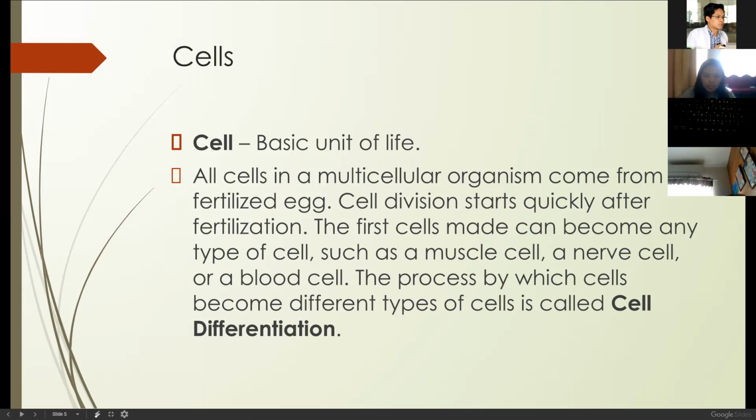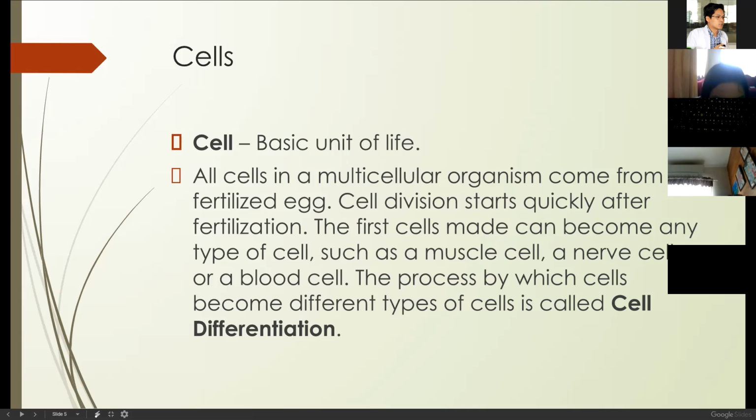Cell division starts quickly after fertilization. When an egg is fertilized, after a number of hours it will divide by itself. The first cell made can become any type of cell such as muscle cell, nerve cell, or blood cells. The process by which cells become different types of cells is called cell differentiation.